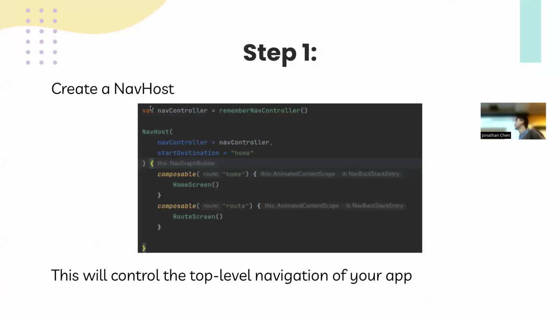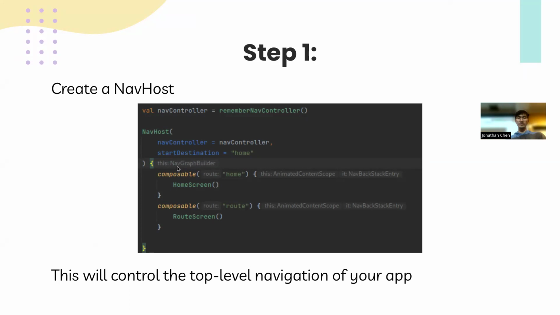So step 1 is creating something called a nav host. Basically, nav host is this function here that takes in something called a nav controller and specifies a start destination. This start destination is the first composable function that you want to render. So you can see below, it's something called a nav graph, this scope here. If you think of it as a graph, these are the next nodes that you can go to. So you can go to the home or you can go to the route screen there.